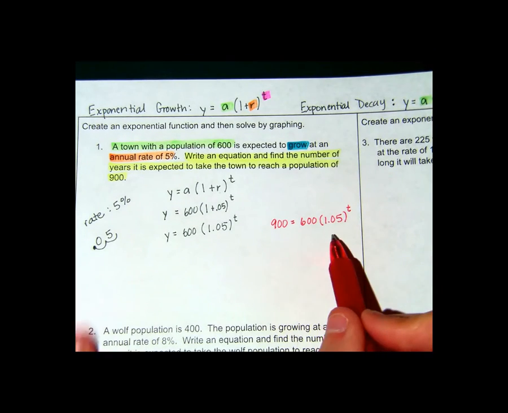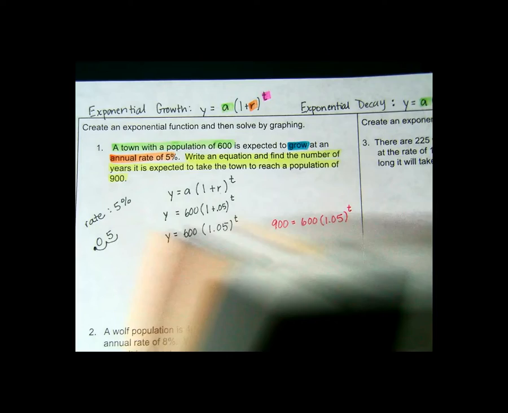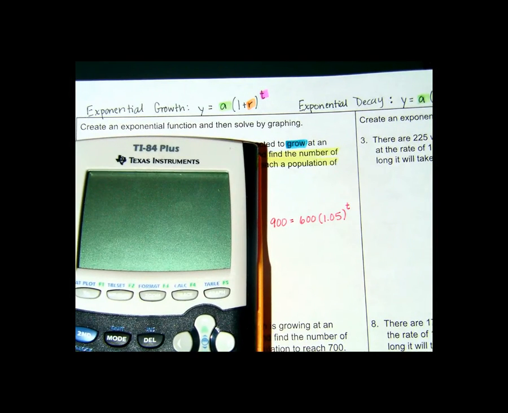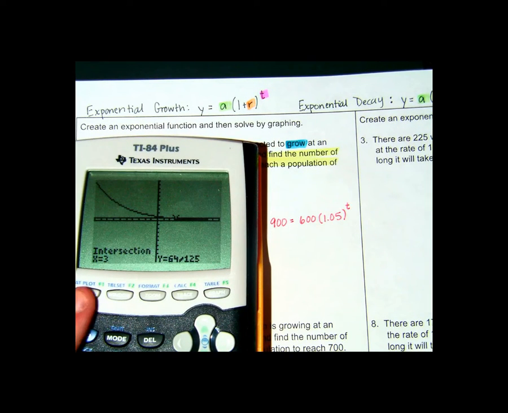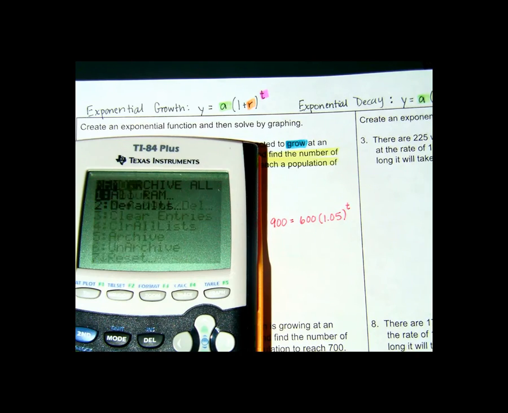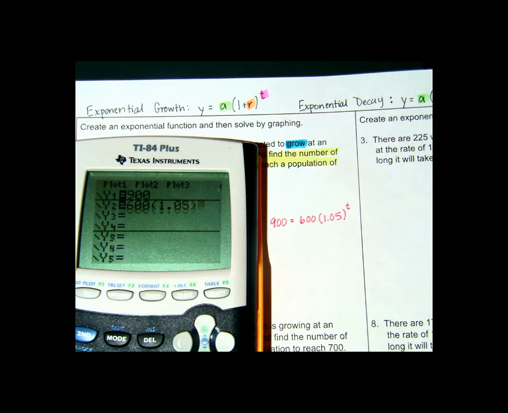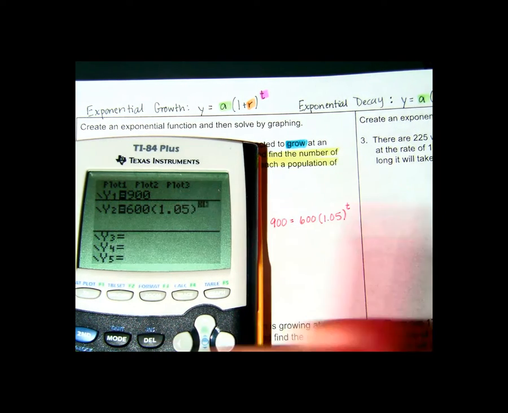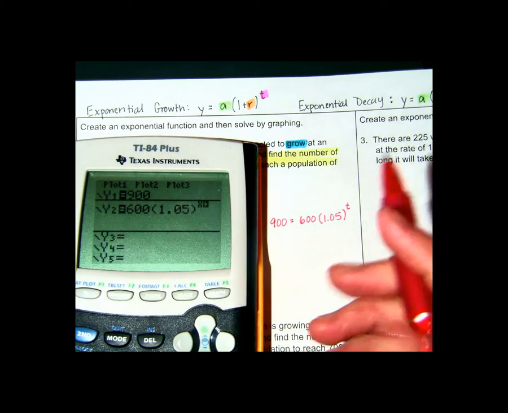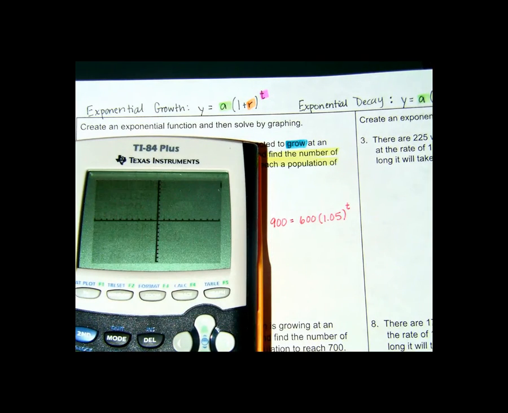This is what I'm going to plug in the calculator. It is no different than what we did yesterday. I need to reset my calculator so that I get the right answer. Go to y equals, make sure it's cleared out, 900, and then 600 times 1.05. Raise it to, I don't have a t, I need to put x. Then second trace 5. Wait till it comes up, it'll take a minute.